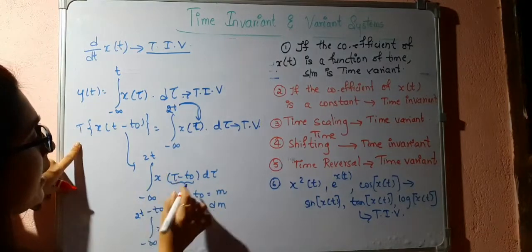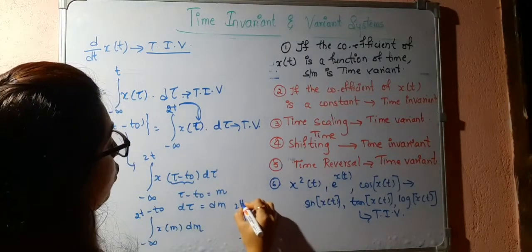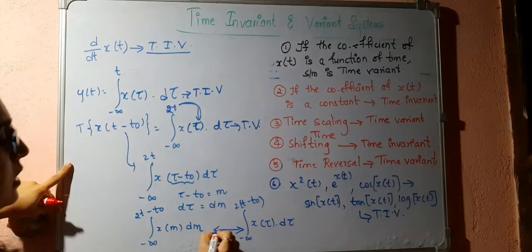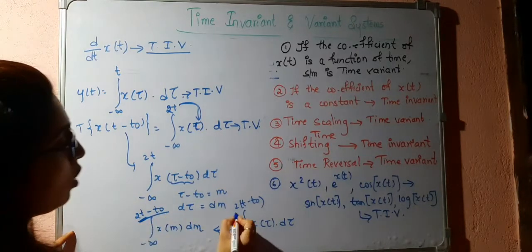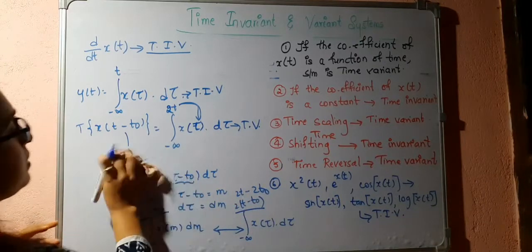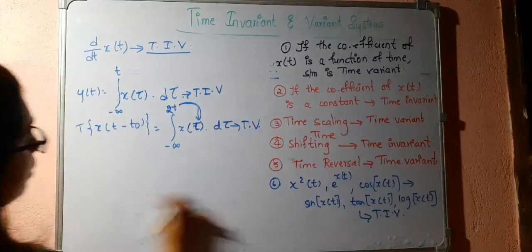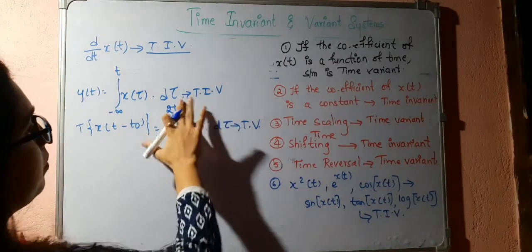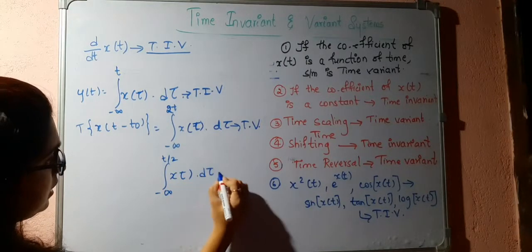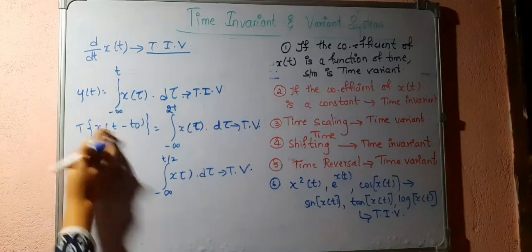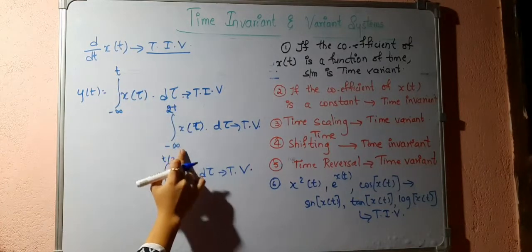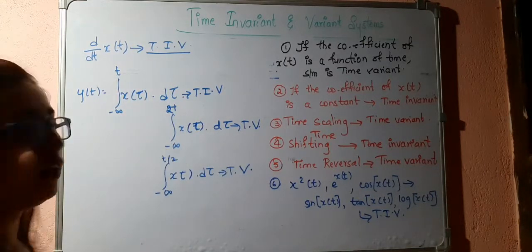Now if I pass the output through the delay, it will be minus infinity to 2 of t minus t naught, x of tau d tau. If I compare these two, this is 2t minus t naught, and this will be 2t minus 2t naught. So it is not equal, right? So this becomes a time variant system. And minus infinity to t by 2 of x of tau d tau is also time variant. So these are the three types: minus infinity to t, minus infinity to 2t, and minus infinity to t by 2.